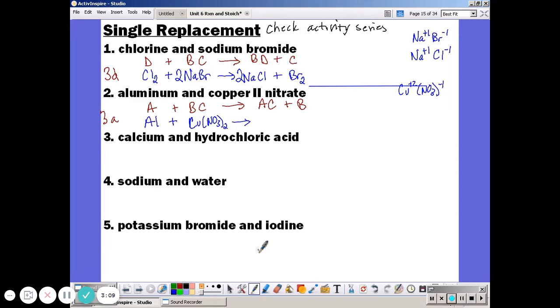So we would say aluminum and nitrate, cross our charges, AlNO3, 3, plus Cu. I like to balance the polyatomics first. I have 3 and 2, so I'm going to make them both 6. That gives me 2 aluminum, 3 copper.